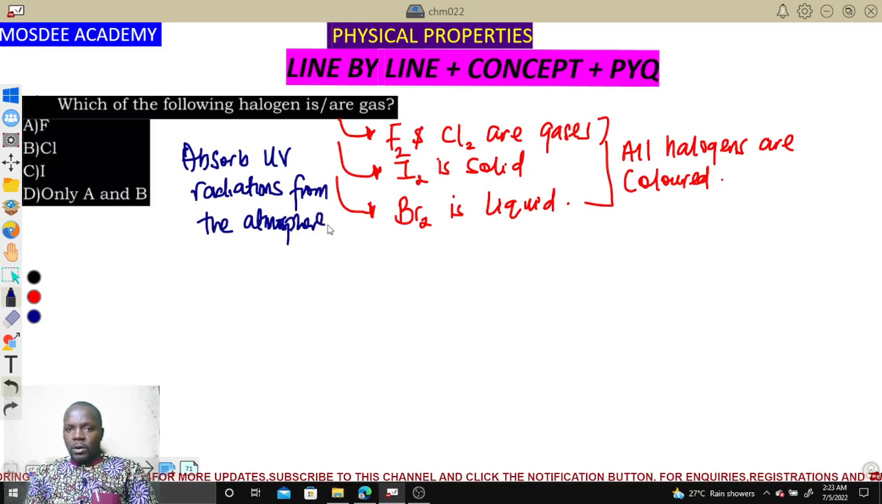Talking about the color, you know fluorine is greenish yellow.